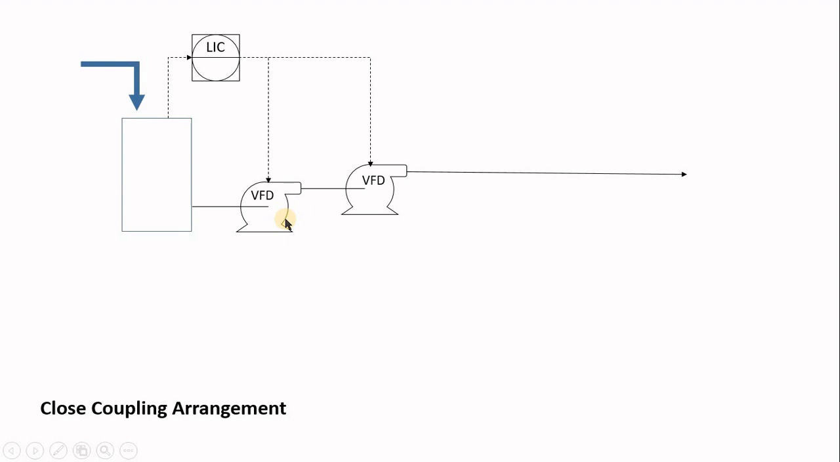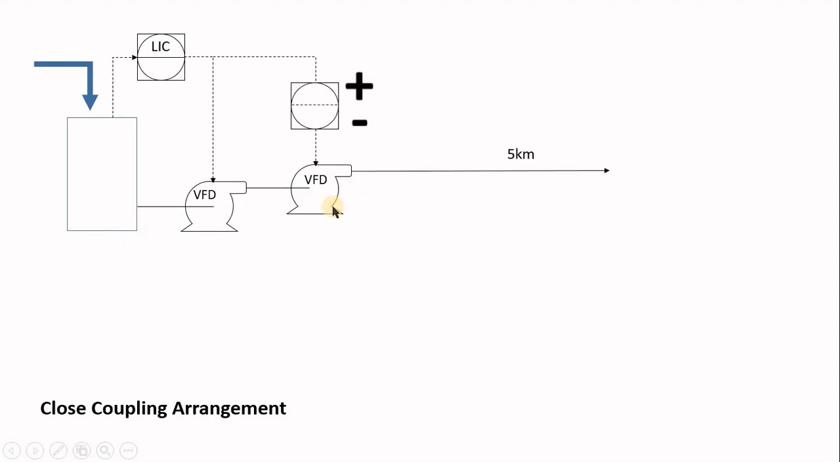In a close coupling setup, we can assume that if the first pump is running at 50%, we need the second one to be running at 50% as well. So the LIC, which controls the level in this vessel, will run the 2 pumps at the same speed. But of course, if you run this pump for more time, then probably this pump has a little bit of wear and tear in it. So you need to increase or decrease the speed of the second pump or the first pump.